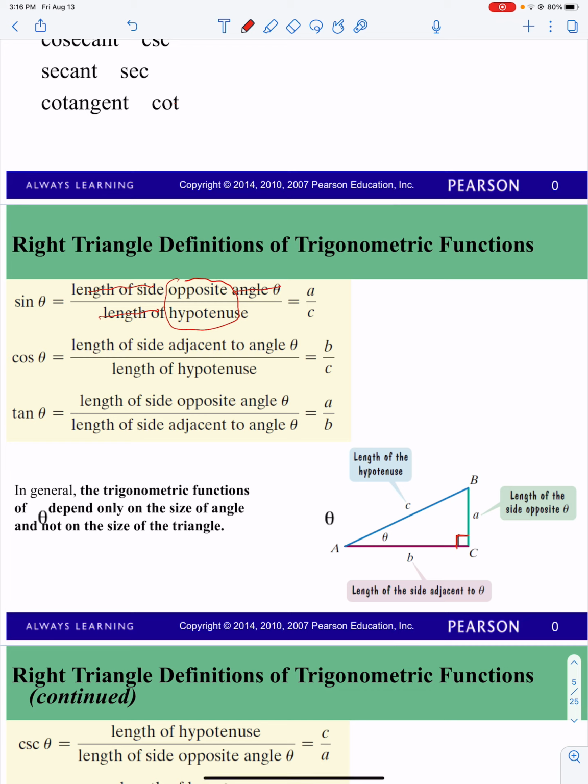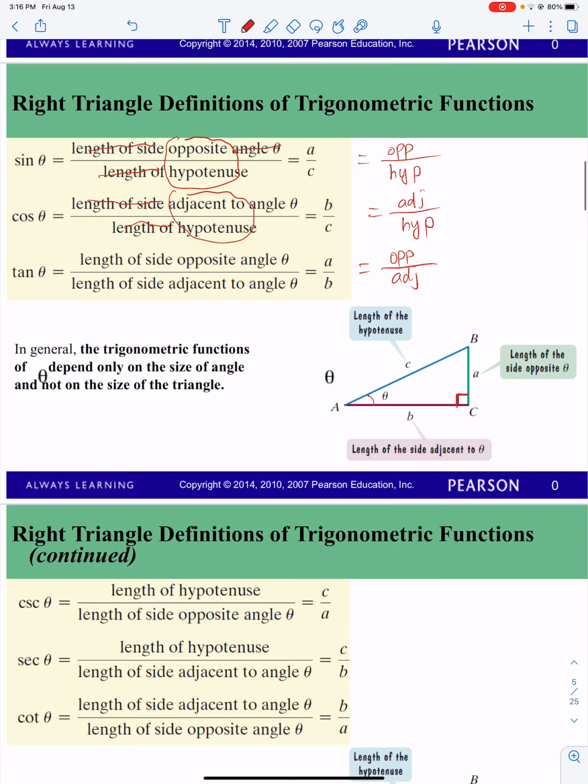And so the cosine theta is what? Adjacent over hypotenuse. So I will write here opposite over hypotenuse and adjacent over hypotenuse here. And what will be tangent? Tangent is what? Opposite over adjacent. If we look at the angle here, theta, opposite over adjacent.